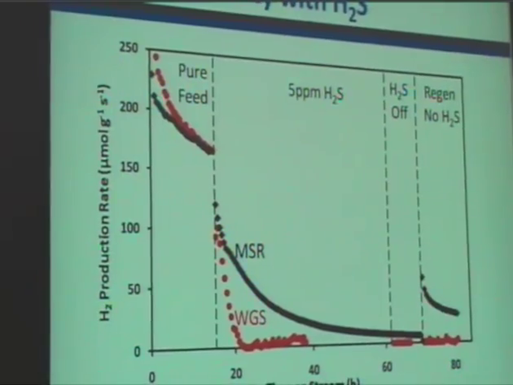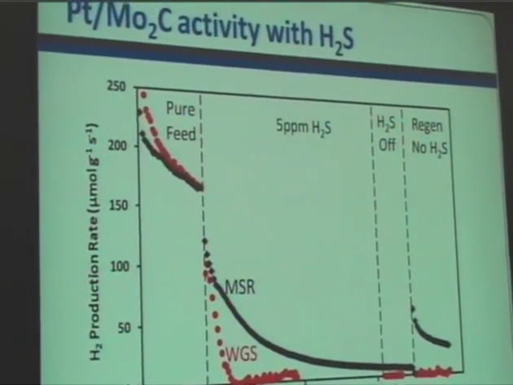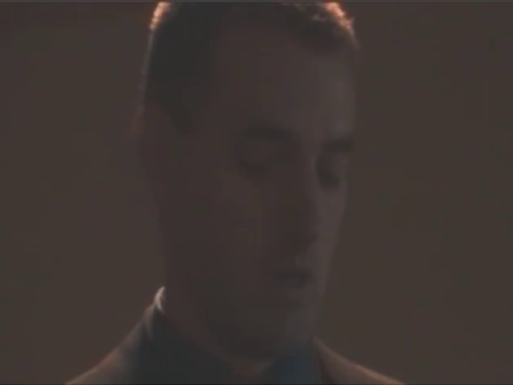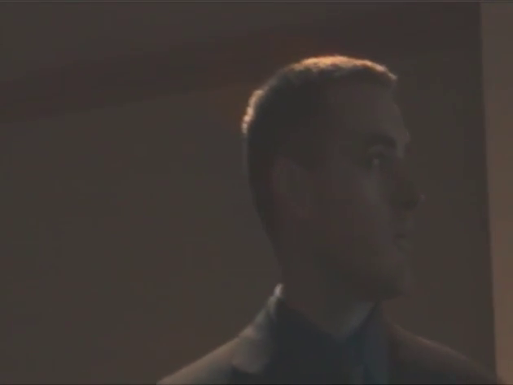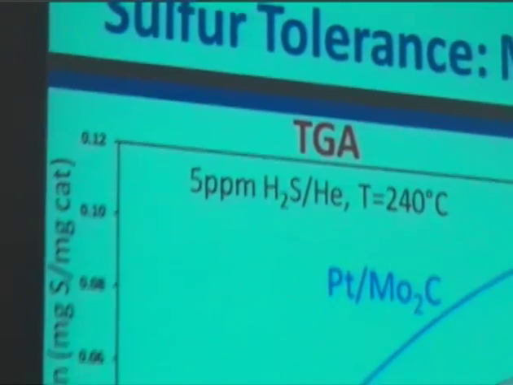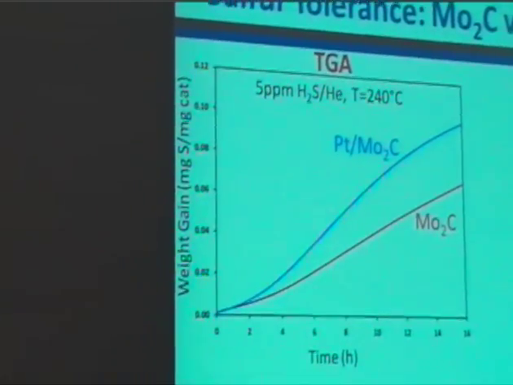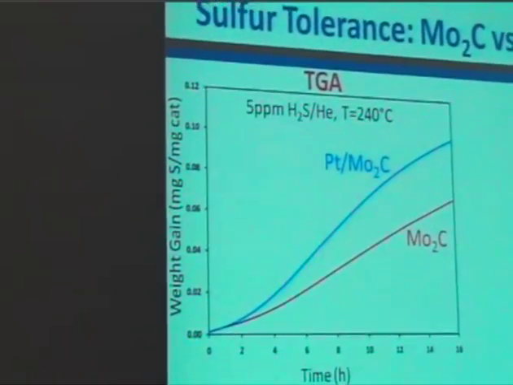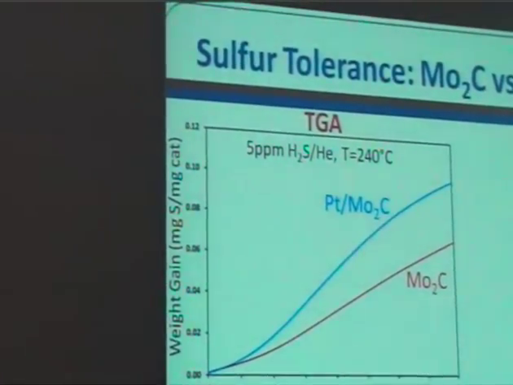So there seems to be a greater or a stronger interaction of platinum with the sulfur, causing our catalyst to be more susceptible. And when we perform TGA over this, so we just expose molycarbide and platinum molycarbide to 5 ppm H2S, we see a much faster uptake of sulfur over platinum molycarbide than we do over molycarbide. So it seems to have a stronger interaction.